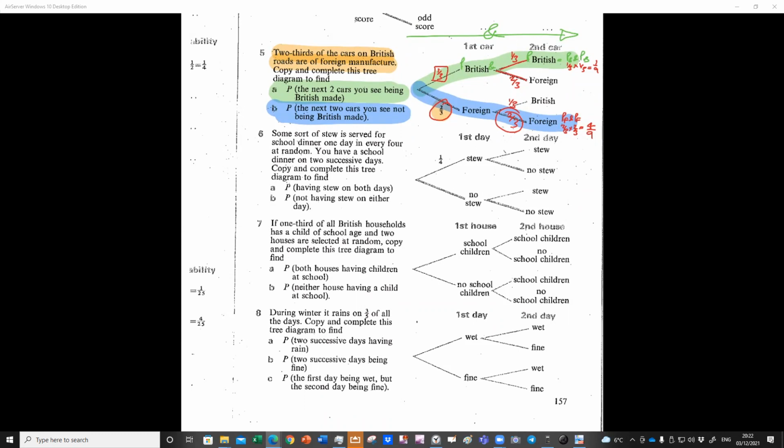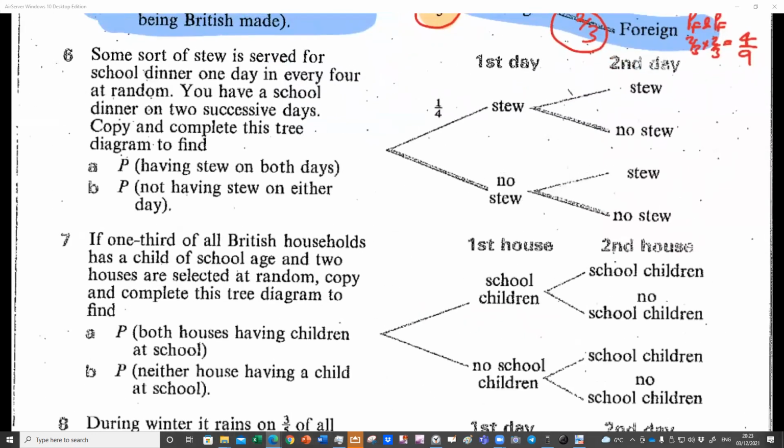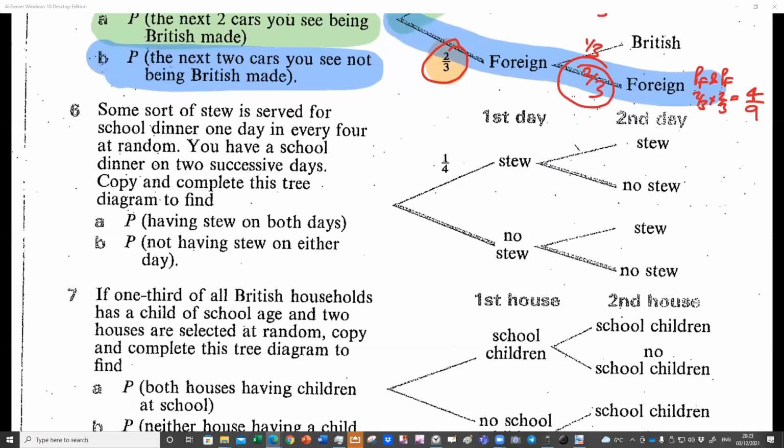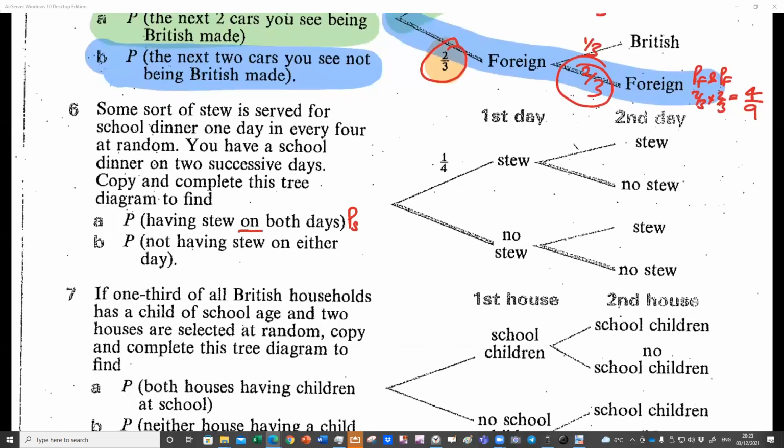For question 6, it says to find P, and then for question A, it says having stew on both days. How would you show that on the annotation? You complete the table. So you put no stew. There you go. Probability is stew, probability is stew. If it says no stew on either day, probability of no stew written with a dash on top, like that. Or you can use the language probability of no stew and probability of no stew. This is your annotation. Remember the NS and the S's have to be small and at the bottom.